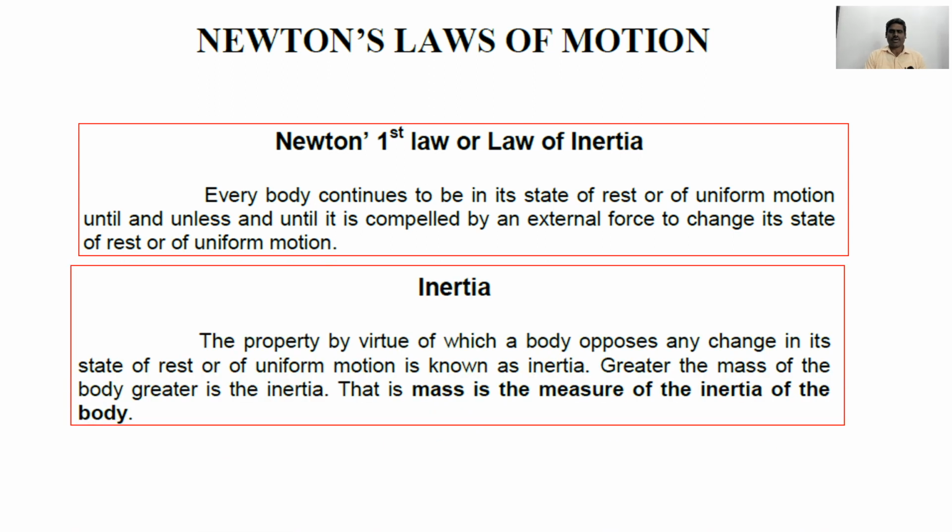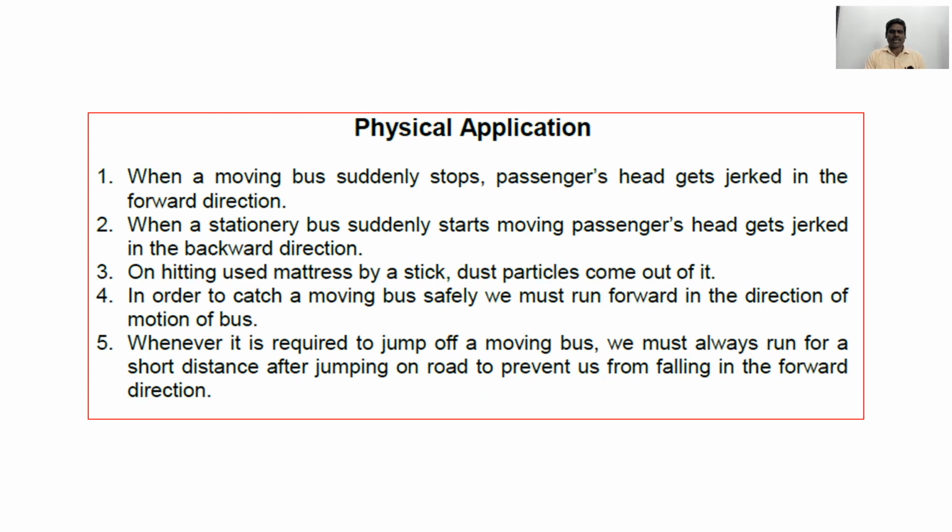What is inertia? Inertia is a property by virtue of which a body opposes any change in its state of rest or uniform motion. The greater the mass of the body, the greater is the inertia. That is, mass is a measure of the inertia of the body. Physical applications of Newton's first law of motion.